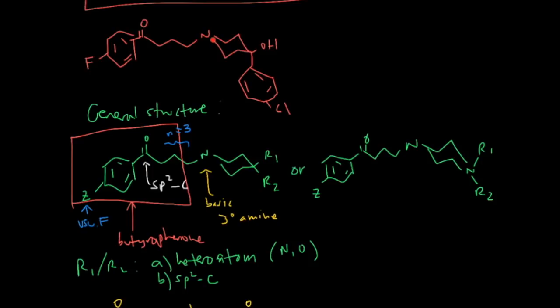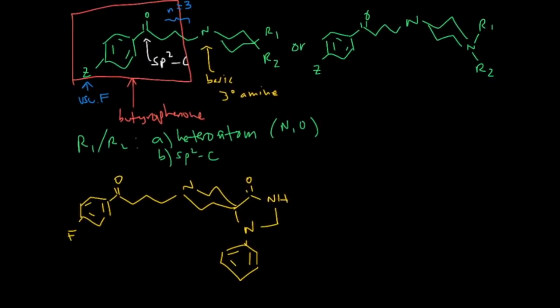And let's see what else is there. There's one more thing. Here's your heteroatom, which is oxygen, and then your sp2 hybridized carbon over here, attached over here. For this molecule, you have your fluorine as your Z group, your sp2 hybridized carbon, your N equals 3 chain length, your basic tertiary amine, your heteroatom, and your sp2 hybridized carbon here.